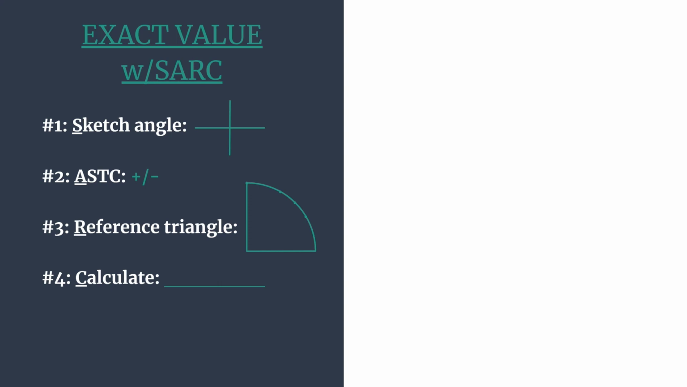A stands for A.S.T.C, and this is a nice little acronym that will help you know which trig functions are positive in each quadrant. So you'll know if your final answer is positive or negative. And we'll talk more about that as we work through this example. The R stands for reference triangle. So you'll find the reference angle and then the special right triangle and coordinates that go with that angle. And then the C stands for calculate. So you'll calculate the trig ratio you want. And so again, we're going to do this for cosecant of negative 2 pi over 3.